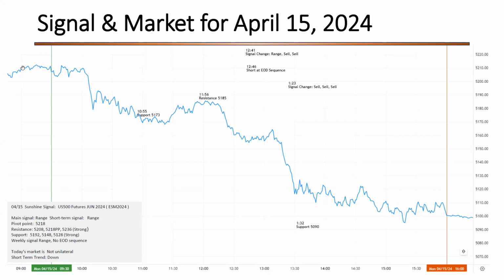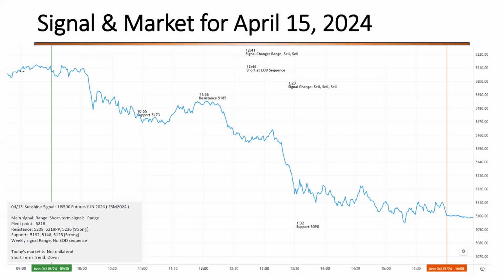At pre-market here, we see this green line will be at 9:30, the market open. So pre-market here, we see that the market is trading around 5200 ES, which is significantly higher than where it closed at around 5150, 5160 ES. So the market is gapping up. And we see here, the pivot point is at 5218, and we have resistances at 5208, 5218, and 5236.